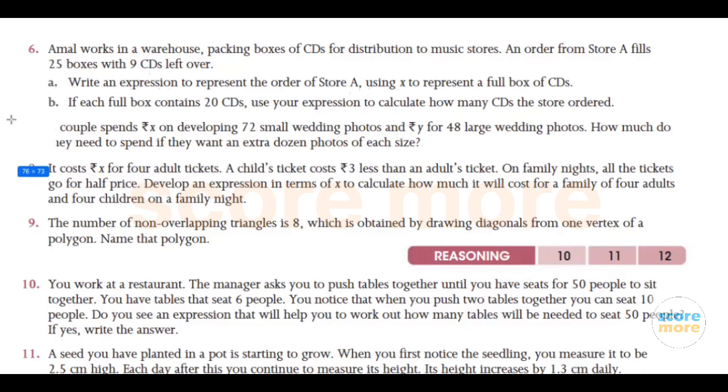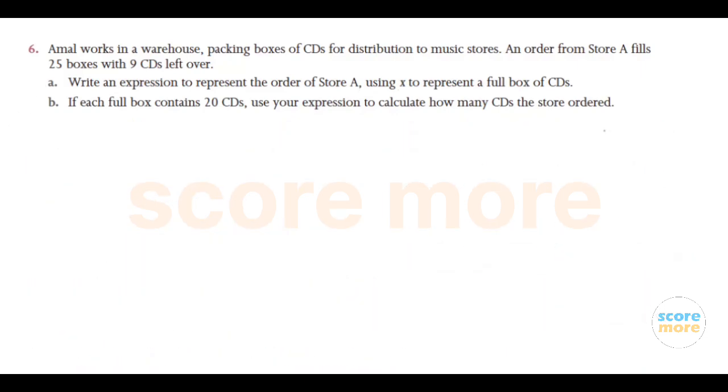Okay. So we have to write an expression in which we combine the boxes of CDs and the CDs that are left over. So A part is, we can see there are 25 boxes full of CDs and we will use X to show the full box of CDs. So we can say 25X and 9 CDs are left over. That means they are extra. That means plus 9. So expression is 25X plus 9.